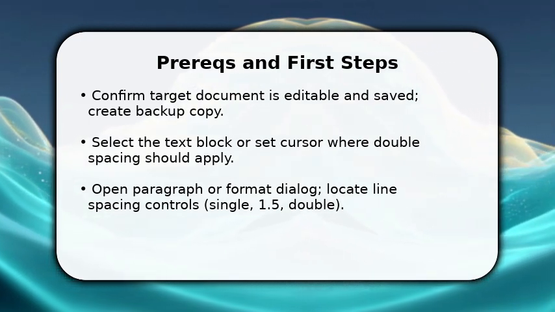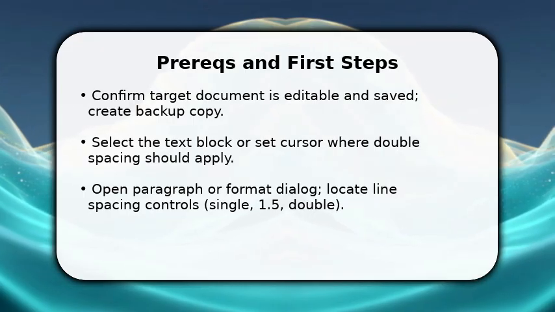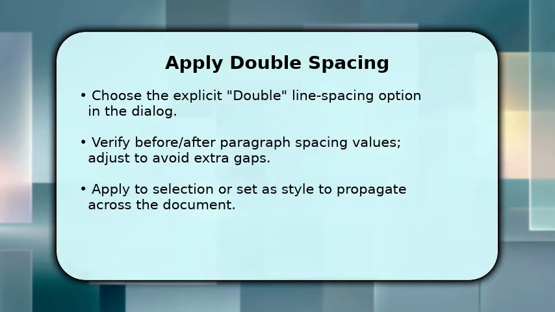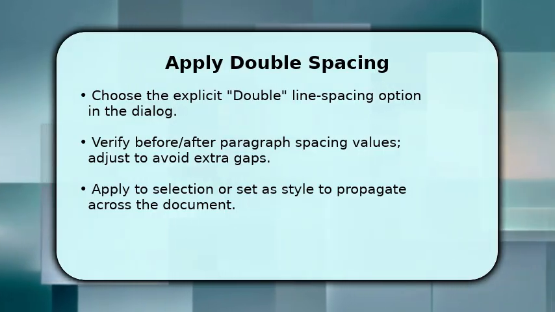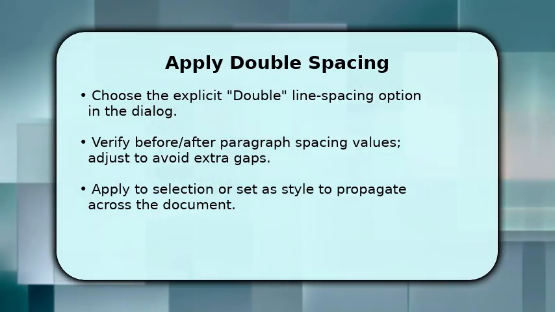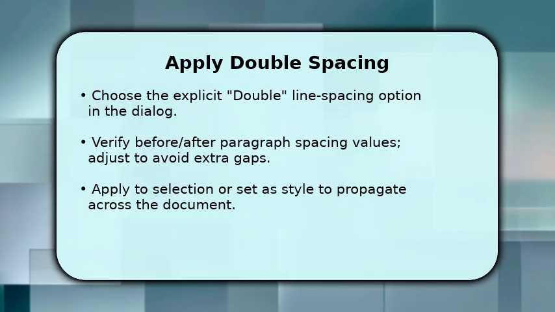Now you apply the setting. Choose the explicit double option in the line spacing menu so the software calculates spacing reliably. While there, check the before and after paragraph spacing values. Reduce them if they compound with double spacing.